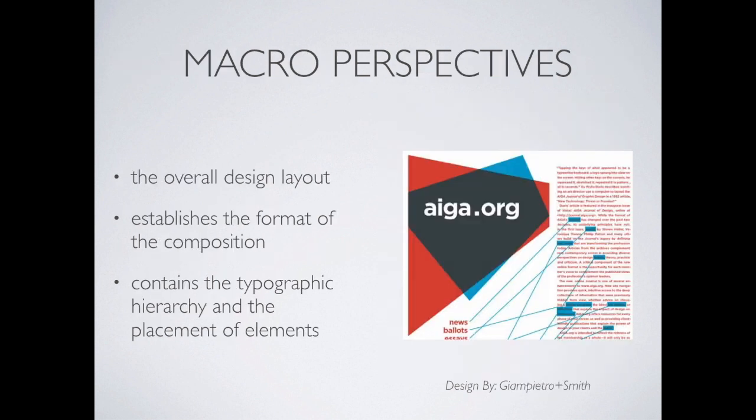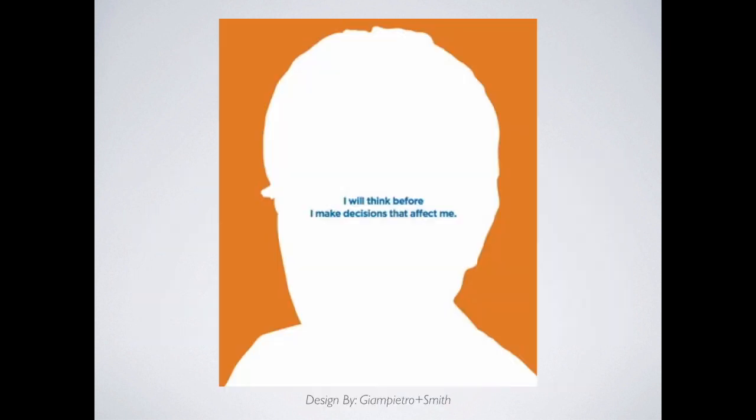Then we think about macro perspectives. This is the overall big picture stuff. This is the large scale thing. Overall format of the composition, overall choice of fonts. Is it all going together? Does it have a nice typographic hierarchy? That sort of thing.